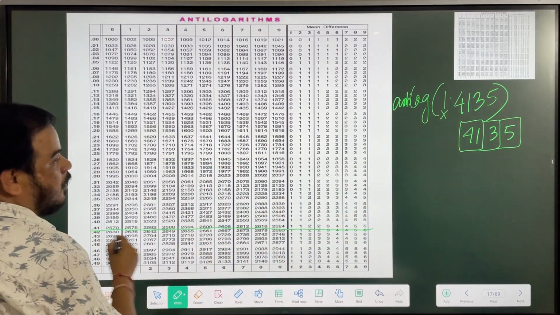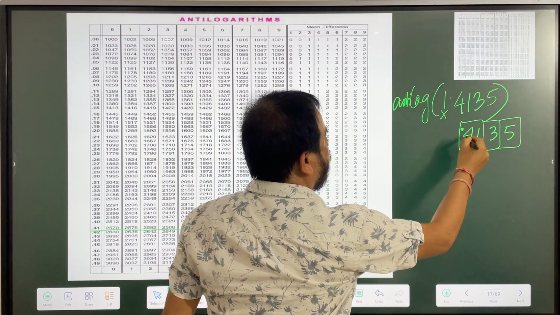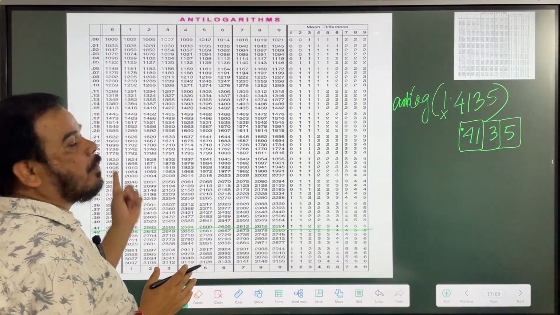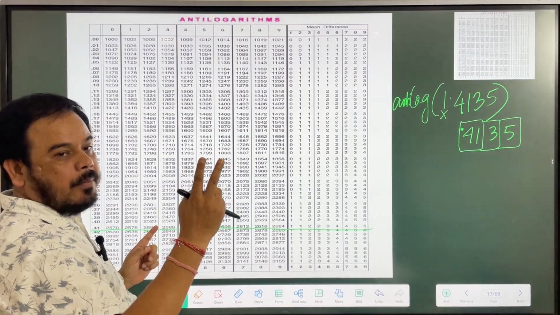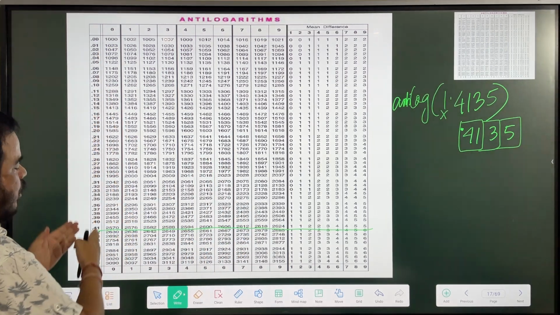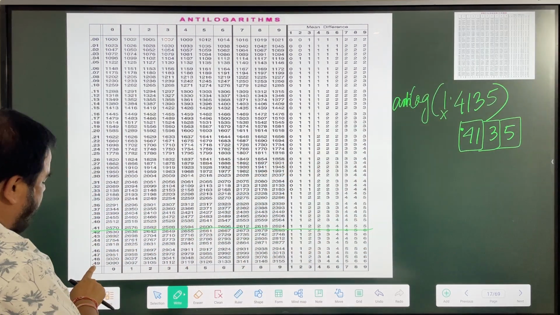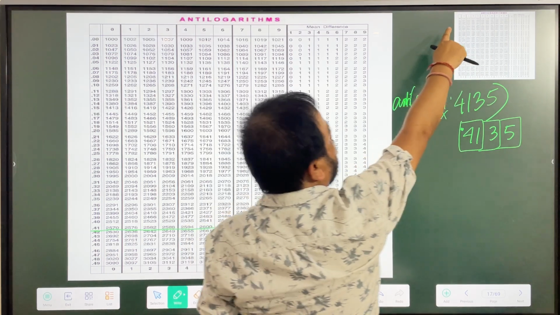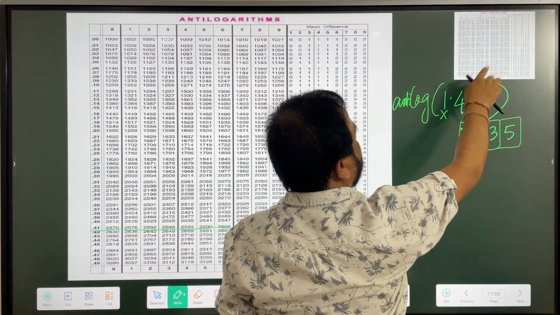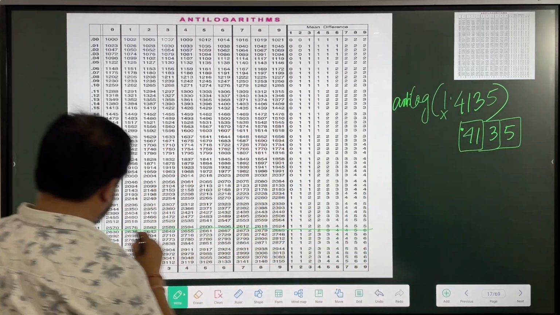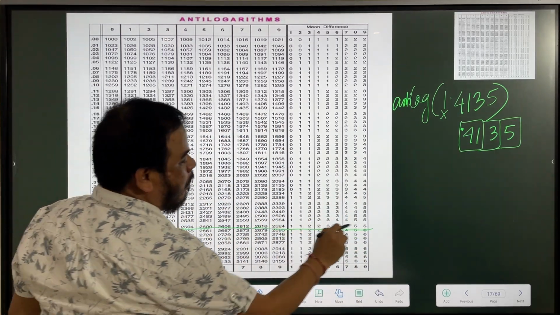0.41 I have marked here. This is the antilog table. In the antilog table you will get all 2-digit decimal numbers, all till 0.99. There is one more table here till 49, so from 0.50 till 0.99 another table is there. The process is the same. So the 0.41 row I have marked.